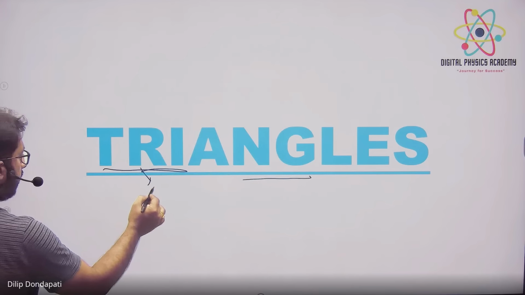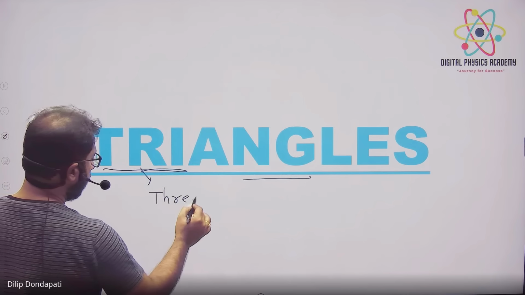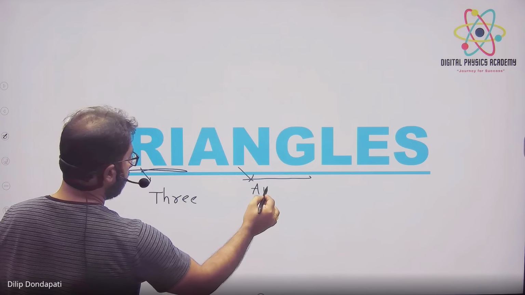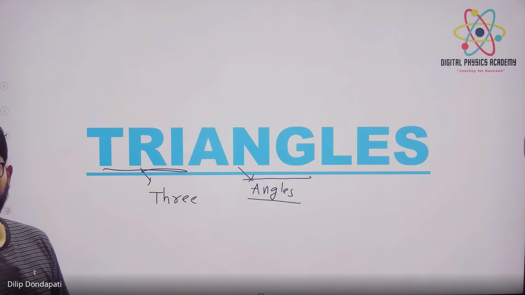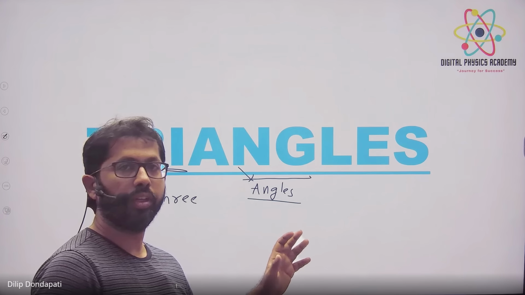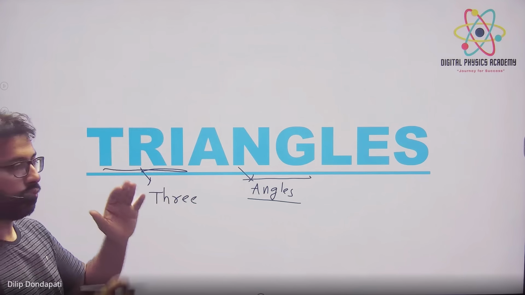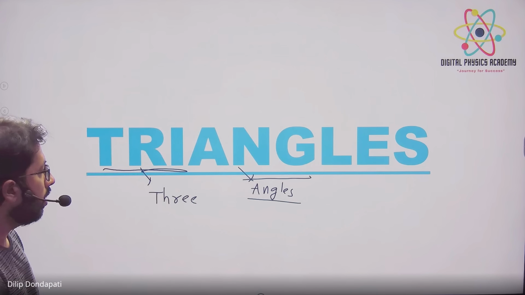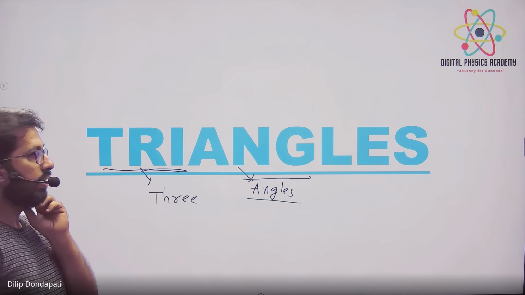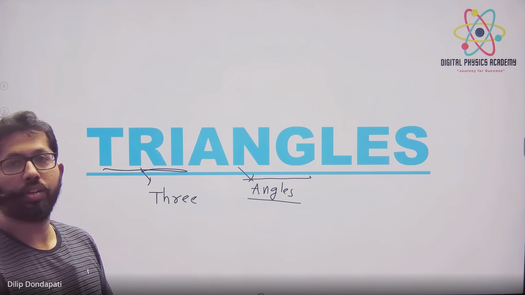So tri is three angles. And you know it is a polygon. Closed figure. Any closed figure is nothing but a polygon. Closed figure with straight lines रहने का is a polygon. Okay. In this chapter में we are basically studying similarity of triangles.